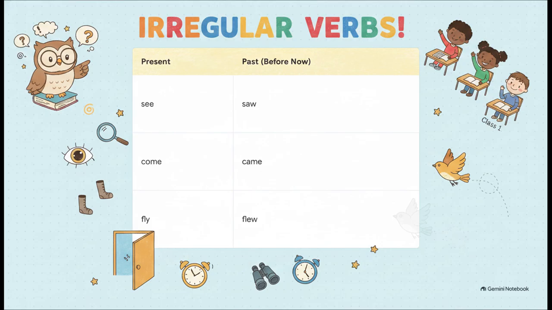Check out a few more of these sneaky rule breakers that are super good to know. Let's uncover them. See the word see? In the past, that actually becomes saw. Come turns into came, and look at this last one. If a bird flies today, it uses fly, but yesterday, that bird flew away.